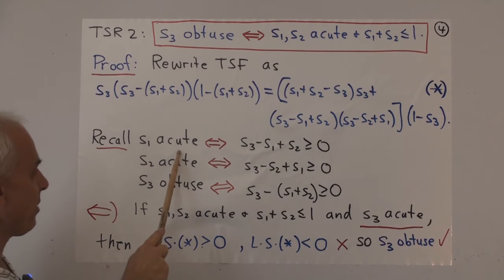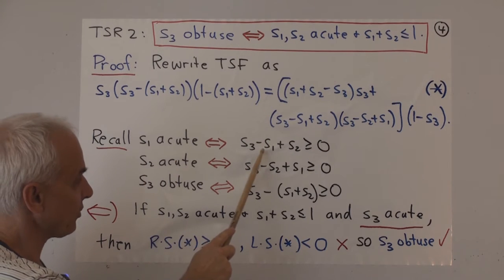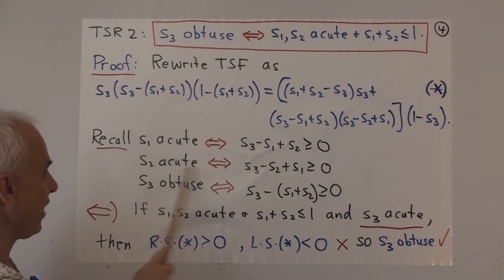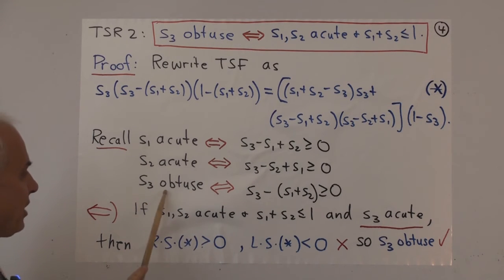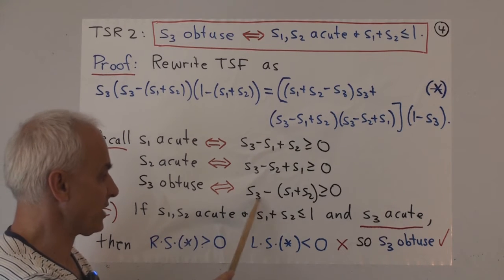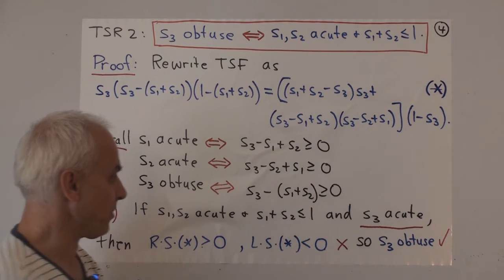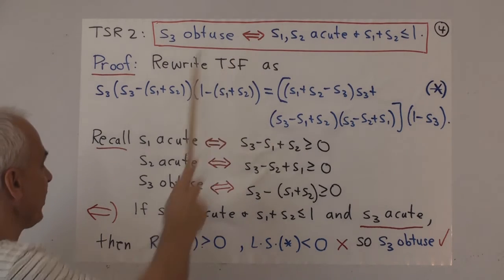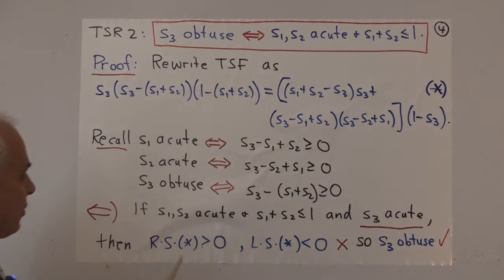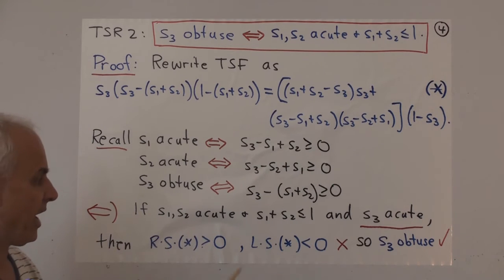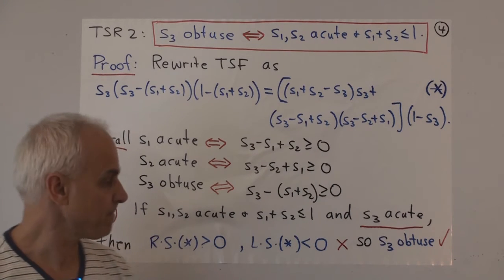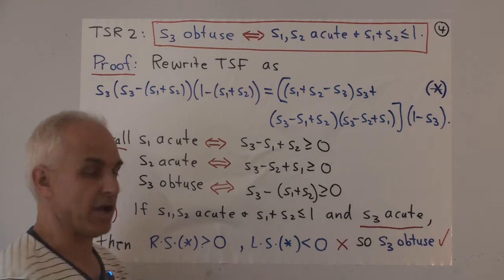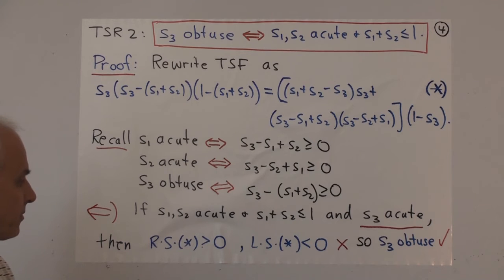And I remind you that S1 being acute is equivalent to S3 minus S1 plus S2 bigger than or equal to 0. Similarly for S2. And S3 being obtuse is equivalent to S3 minus S1 plus S2 being bigger than or equal to 0. So we have to prove this. Let's prove this direction. So we'll assume S1 and S2 are acute and that we have this inequality. And now we'll argue by contradiction. We'll assume that S3 is actually acute. Try to get a contradiction.